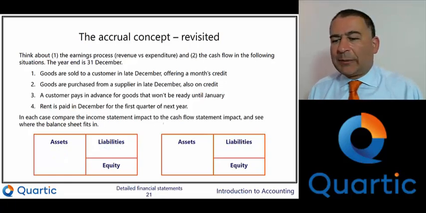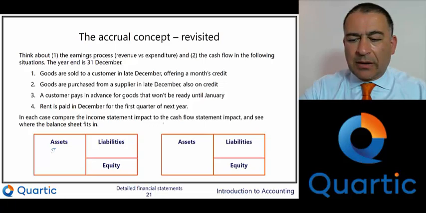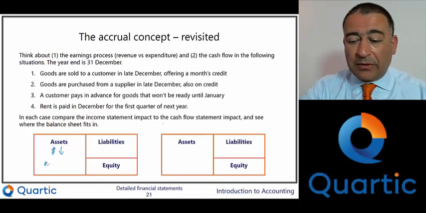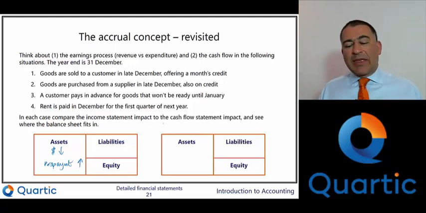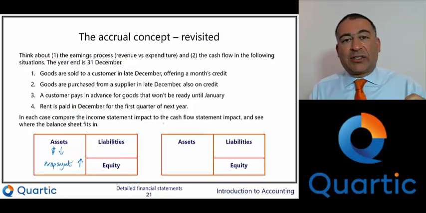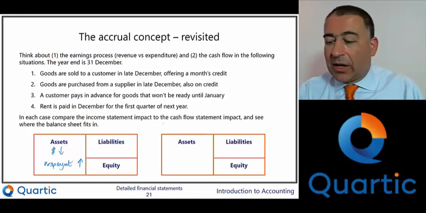Finally, number 4, rent is paid in December for the first quarter of next year. So this time, cash drops, and we've already seen what happens with the previous example. We have the prepayment, which goes up. So there's our prepayment, and they offset each other. So whatever the rent is that's paid, that's both the cash downward movement and the prepayment up. And then at the beginning of the following year, you have your prepayment.